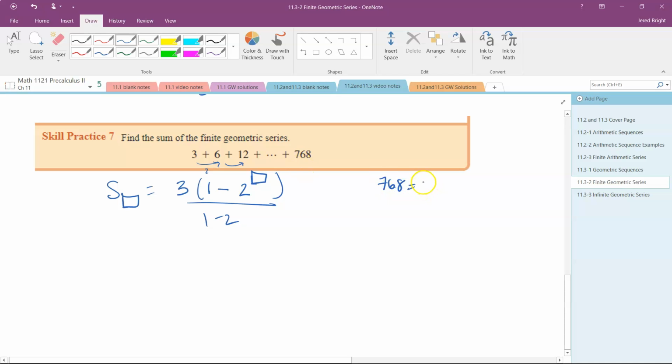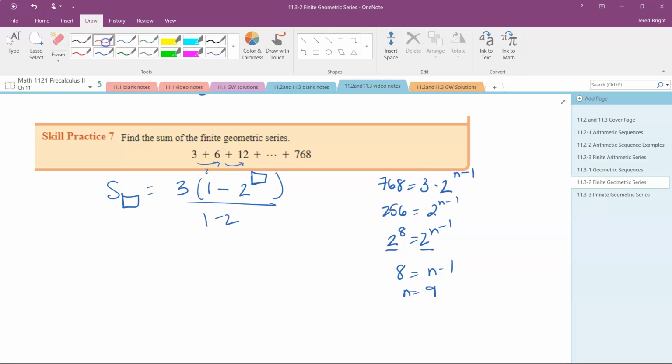768 is 3 times 2 to the n minus 1 power, right? So let's divide that by 3. So 768 divided by 3 on my calculator is 256. So 2 to the n minus 1 equals 256. Now this is where we need to solve the exponential equation. You may need to unearth some of those skills or go through your powers of 2. 2 to the 8th is the same as 256. And since the bases are the same here, you can drop them and just say 8 is equal to n minus 1, or n is 9.